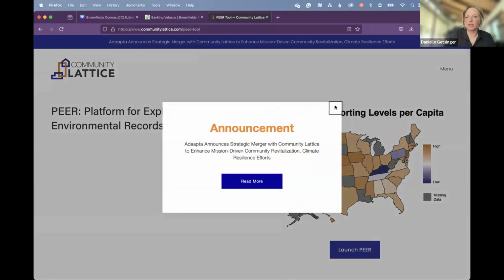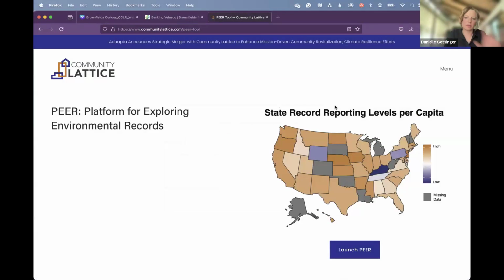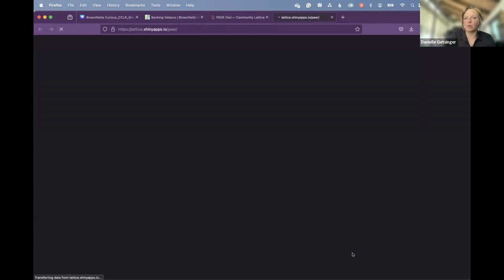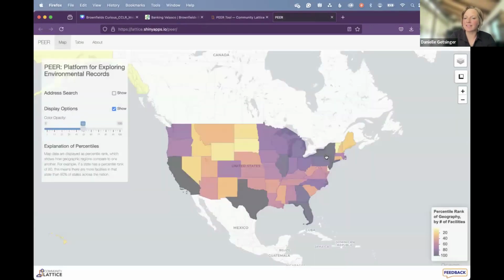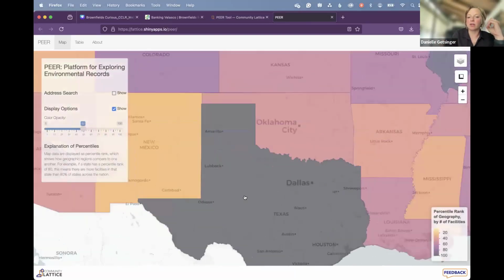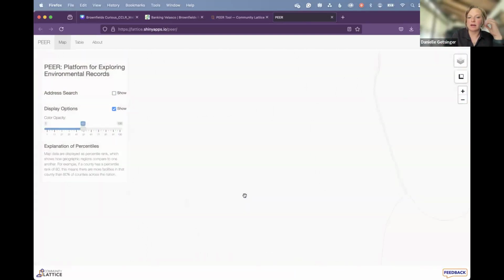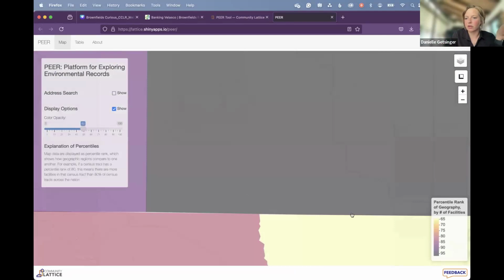It depends on where you are in the country. If you're in California, California has amazing databases. We created this tool called the Platform Exploring Environmental Records to basically simplify how you access these records. It's not perfect because, again, garbage in equals garbage out. Some states report more than others to the Federal Registry Service, which is the database we're pulling from. But for a large part, we're just zooming in, we have pretty much all of the environmental records that are publicly available. And I apparently zoomed into the middle of Texas where nothing is.